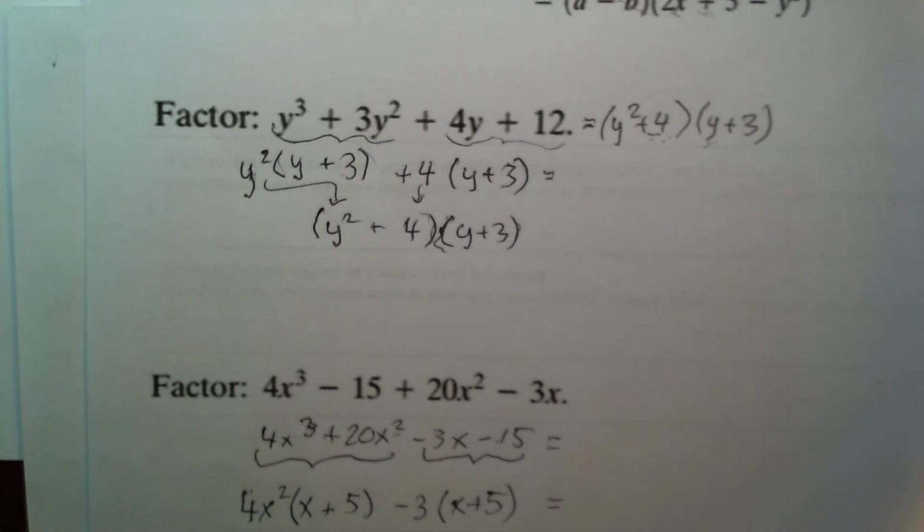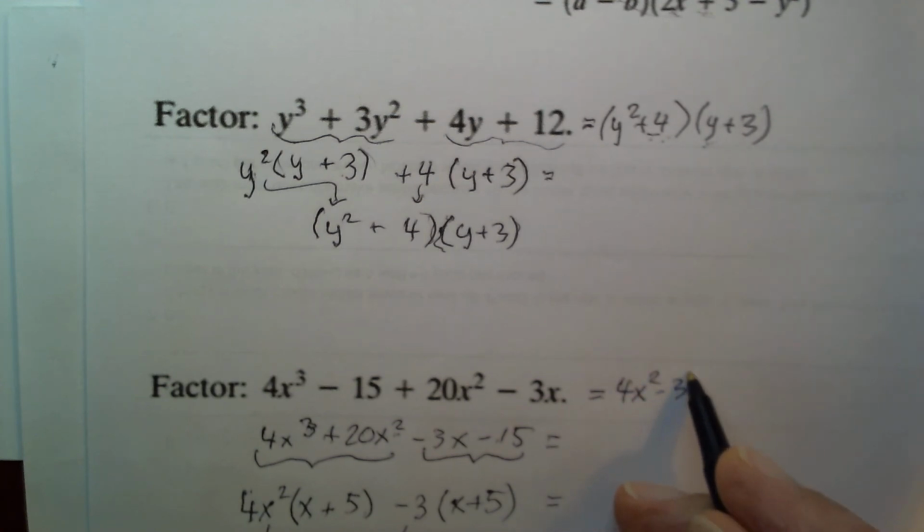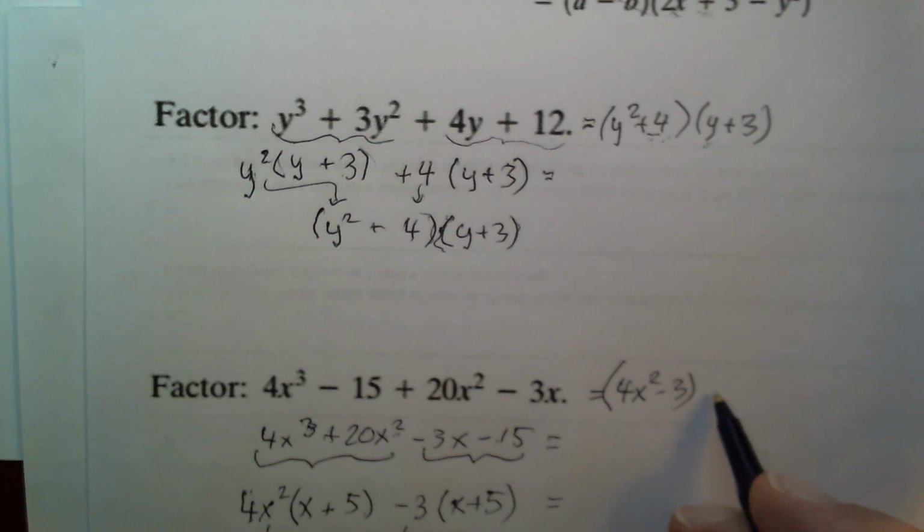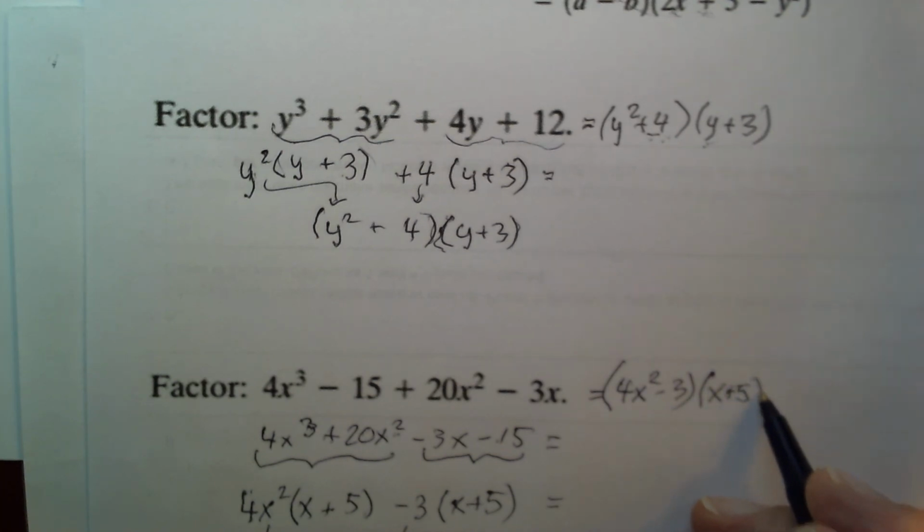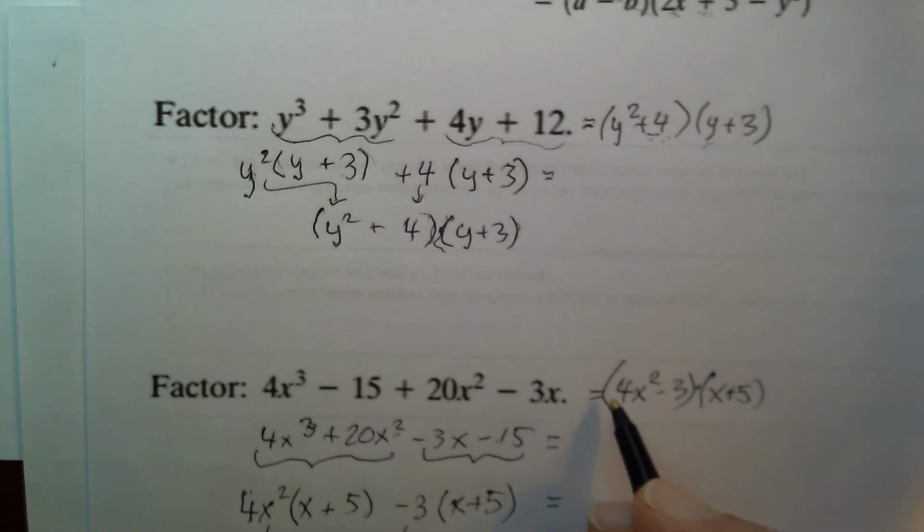And then what we do is we put another set of parentheses here indicating multiplication. We write down the 4x squared here and the negative 3 there. So this then is the factorization. So that's equal to 4x squared minus 3 times x plus 5. And remember that's implied multiplication.